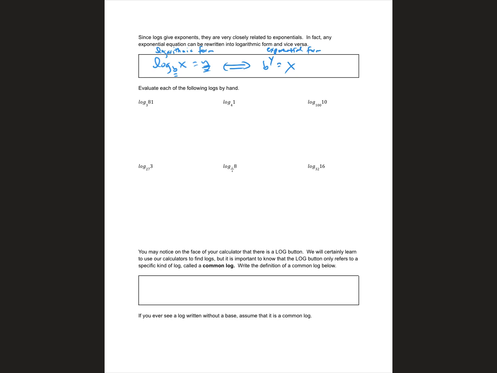So we're going to look at these logs below, and we're going to evaluate them by hand. So this one says, to what power did I raise 3 to get 81? Well, 3 times 3 times 3 times 3 is 81, so it's 3 to the 4th. And that's true because 3 to the 4th equals 81. Log base 4 of 1, well, anything to the 0 power is 1, so log base 4 of 1 is 0. And again, that's true because 4 to the 0 is 1. Now, when you get to log base 100 of 10, you may have a harder time thinking about that.